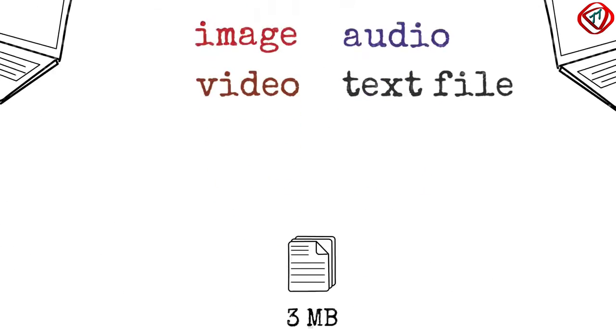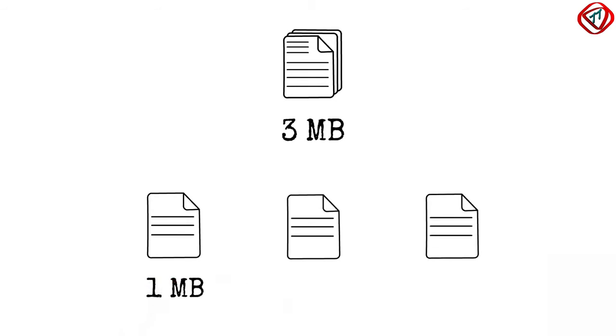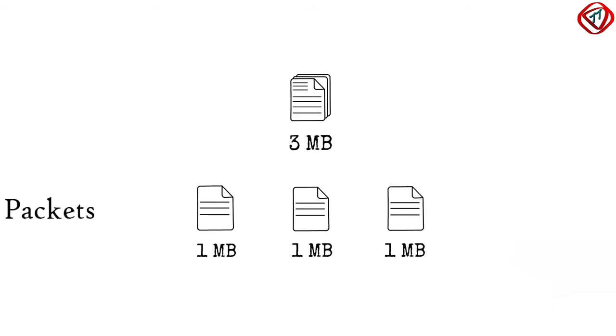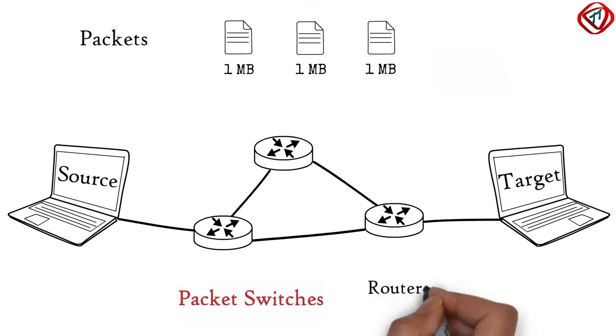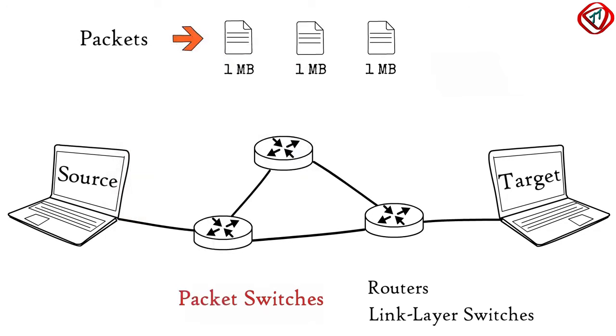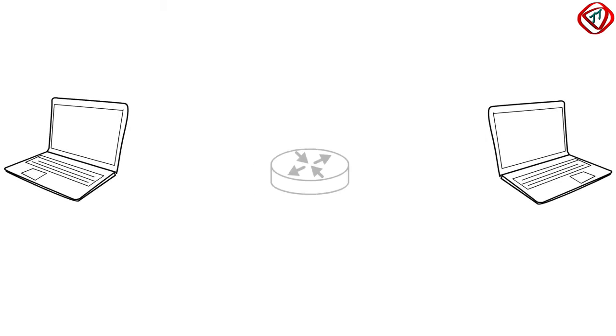Instead of sending the whole file at once, it is divided into small data units at the source and are called packets. These packets then move over a network of packet switches to reach the destination host. Packet switches can be routers or link layer switches. This method of data transmission over a network of packet switches in the form of small data units or packets is called packet switching.